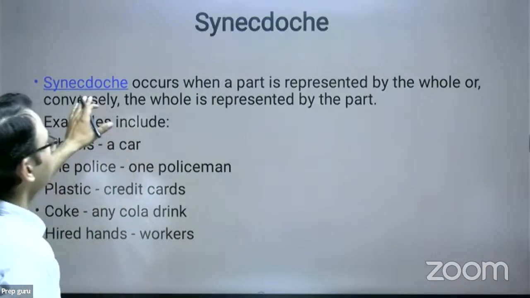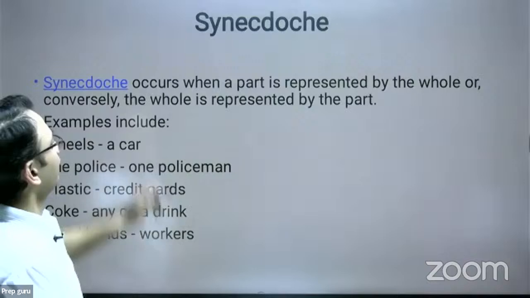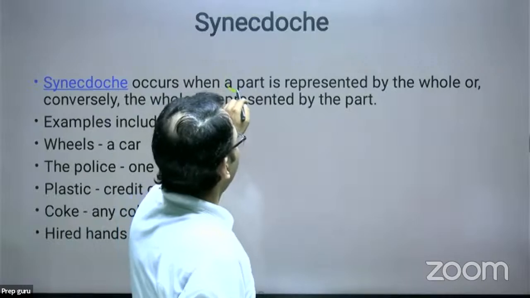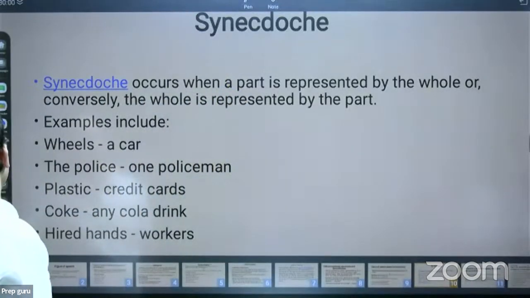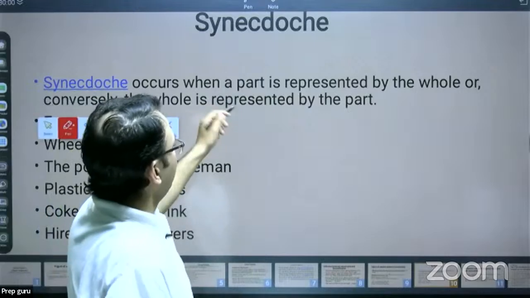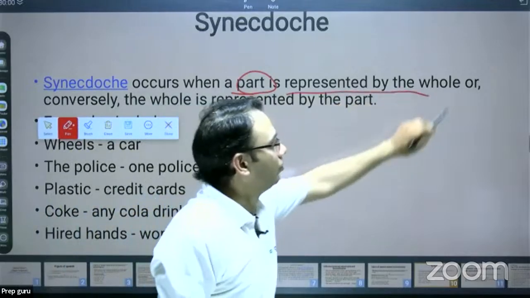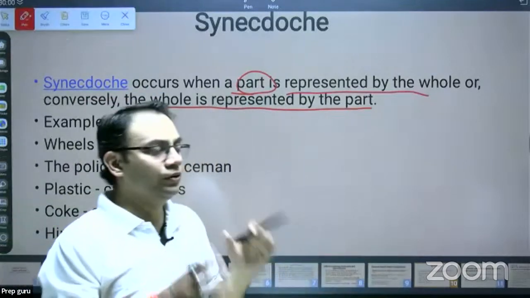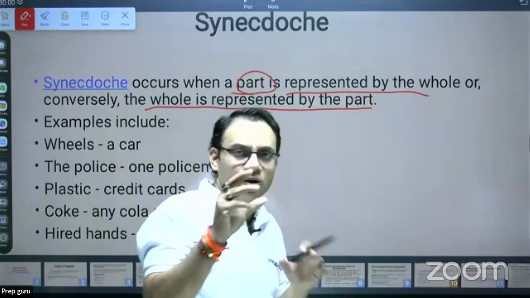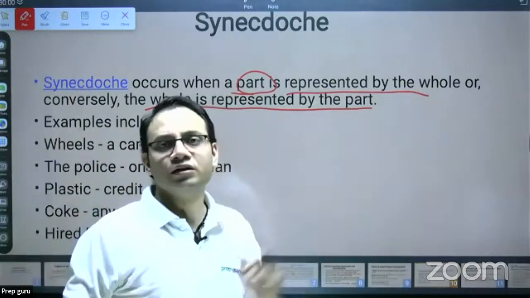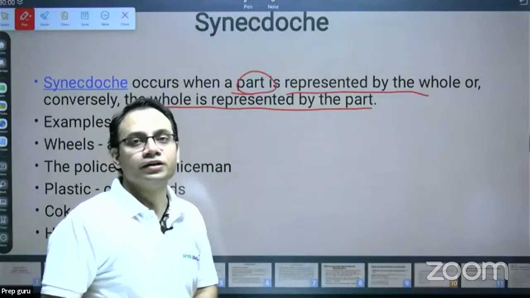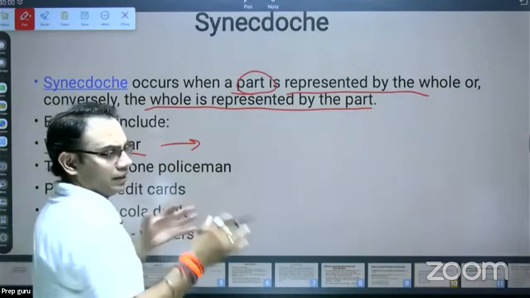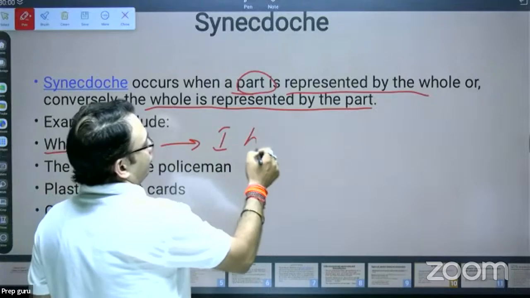Now synecdoche, the second literary device under the same base, means association. Synecdoche means what? ये लिख लो, ये इसकी डेफिनेशन अच्छी है: occurs when a part is represented by the whole, or the whole is represented by the part, means when you are using a small part of the whole thing, of the large thing, right? Then it is the case of what?